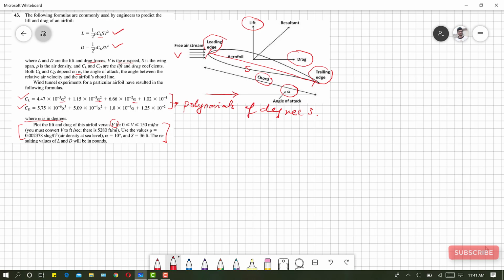Further it is said that you must convert V to feet per second and use the values. The density value is given: air density at sea level, alpha is 10 degrees and S is 36 feet. So now here we see that this density is given in slug per feet cube, alpha is in 10 degrees and S is in feet. So the velocity is in miles per hour.